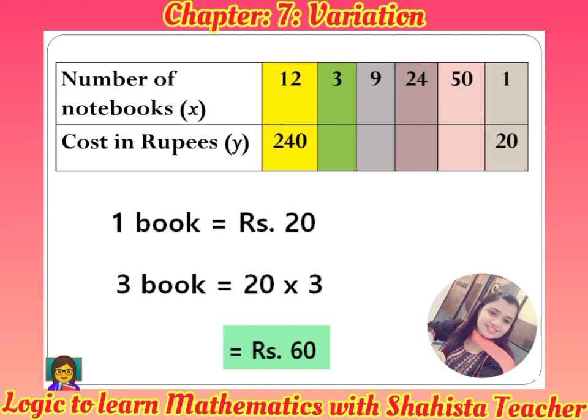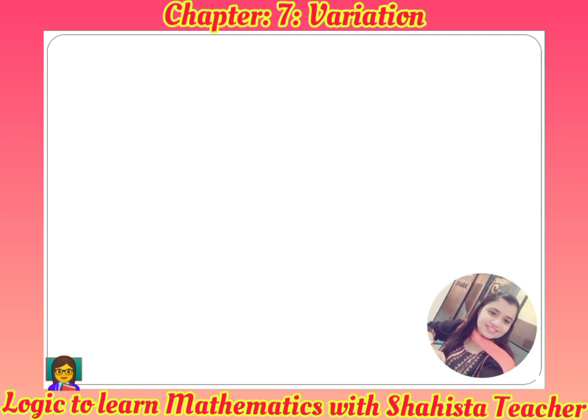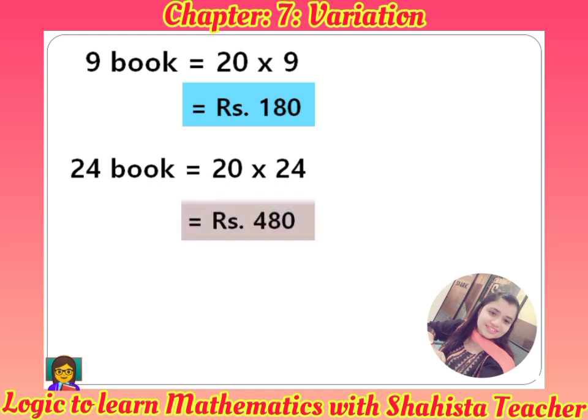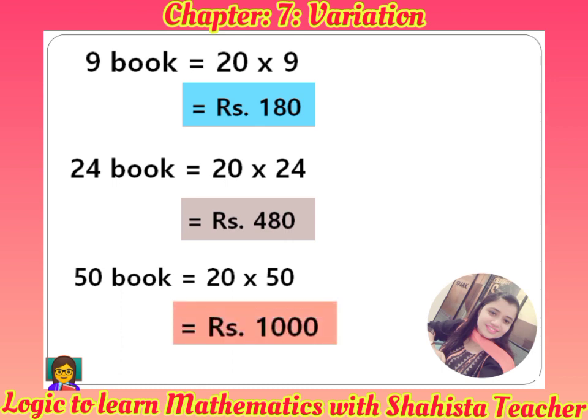Now we will calculate for 9, 24 and 50. If the cost of one book is 20, then 9 books is 20 multiplied by 9, that is 180 rupees. Is that clear? Now let's check the other ones. 24 books is equal to 20 multiplied by 24, so we get rupees 480. Now 50 books is equal to 20 multiplied by 50. We get 1000. Is that clear, my dear students?